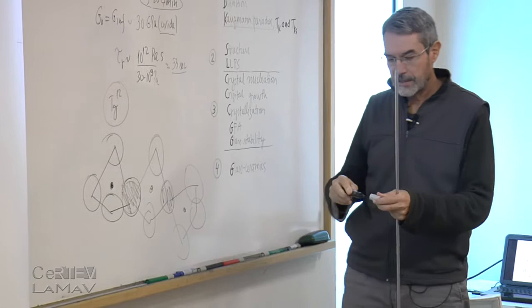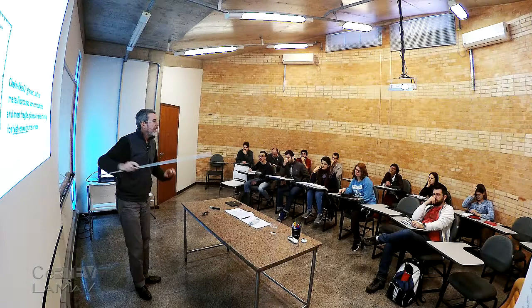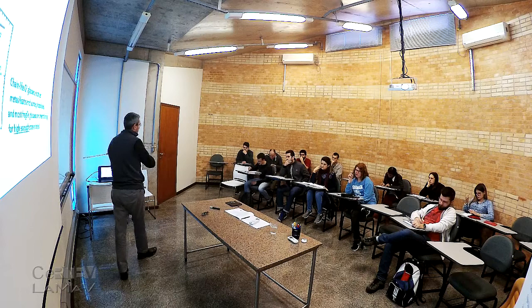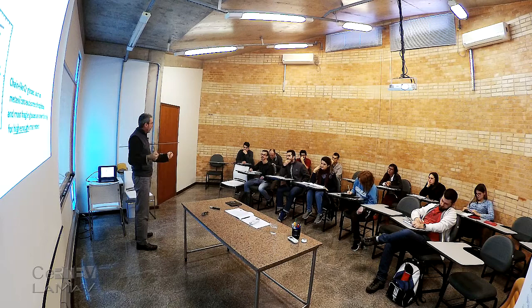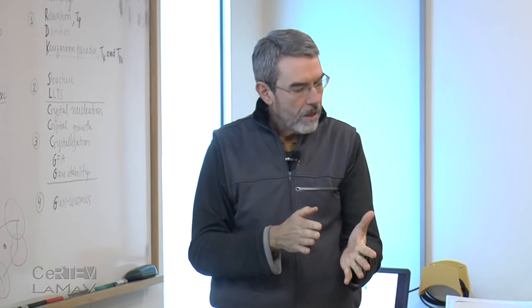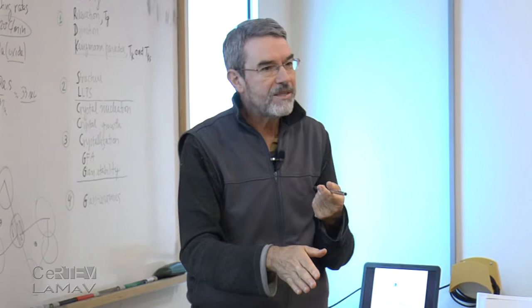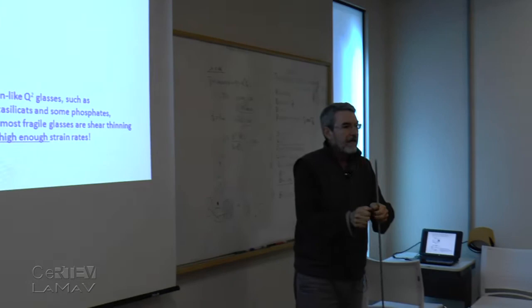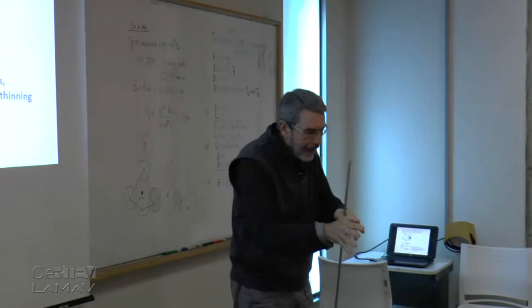We'll talk more about this, but Q2 glasses form chains. If two corners on average are shared per tetrahedron, they easily form chains. They're molecules. If you had an electron microscope and looked at the molecules, they would be chains. If they're chain-like, when stresses are applied, the chains try to align along the direction of the stress. So they become shear thinning. The faster you strain, the more they align and they become shear thinning.